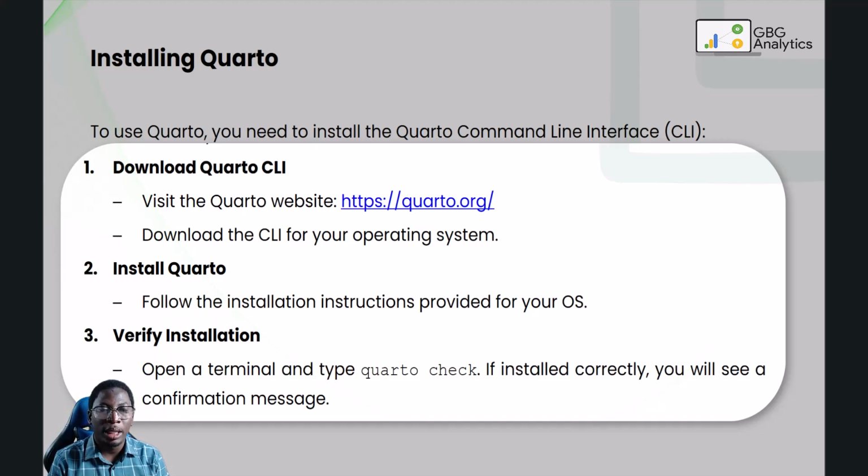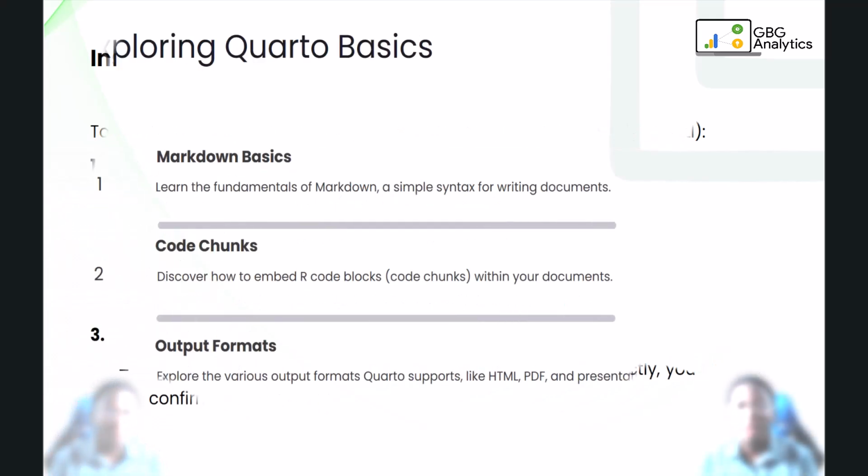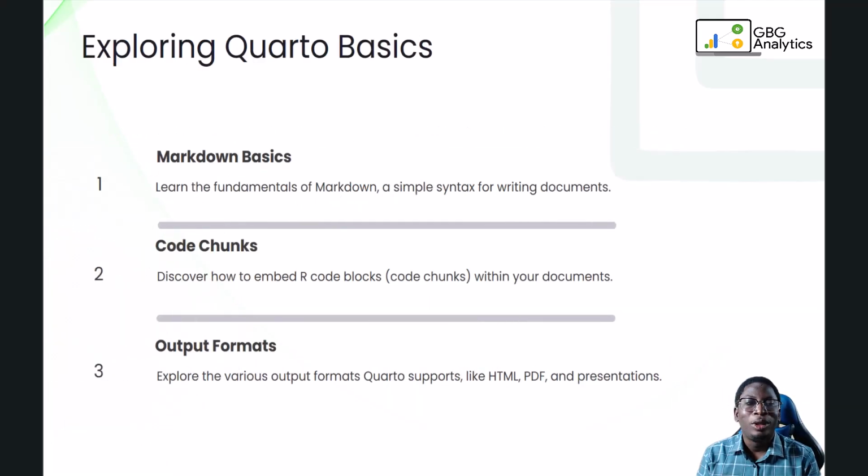After the installation, open RStudio or your terminal and type quarto check. If installed successfully, then you will see a confirmation message. To start working with Quarto, you need to have a basic understanding of Markdown, which we have covered in the previous video. Quarto has three main components: the Markdown, the code chunks, and the output formats.